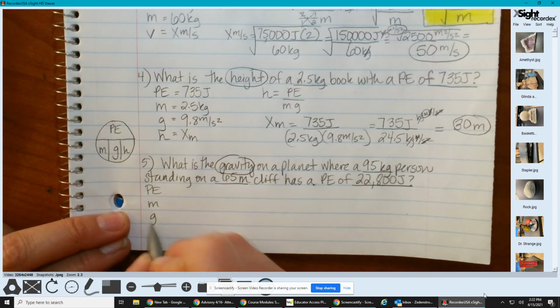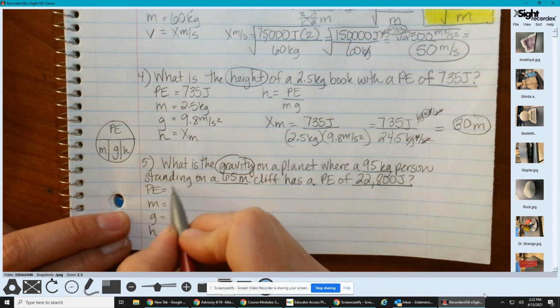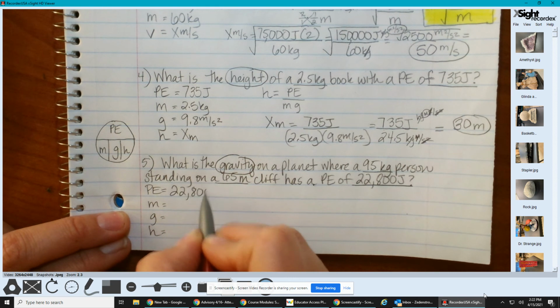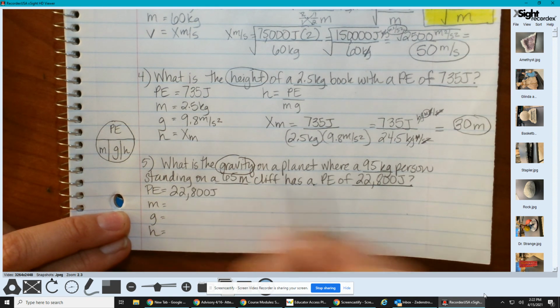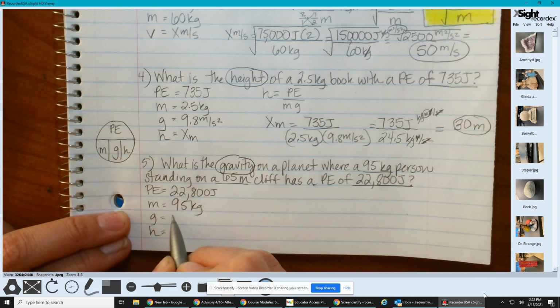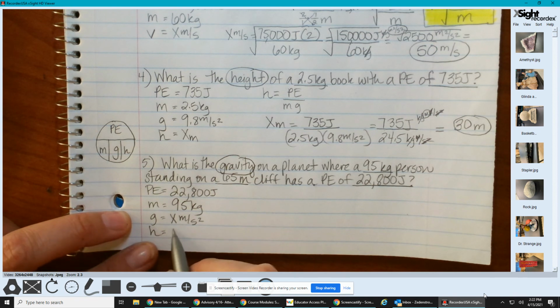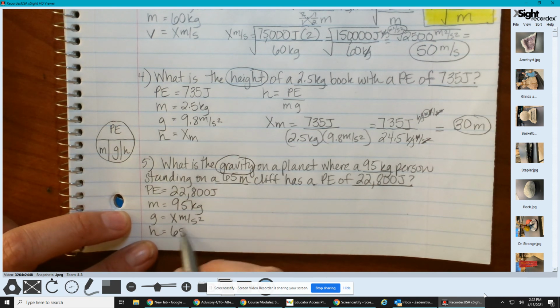So I still need all the variables to solve, and my potential energy is given to me at 22,800 joules. My mass is given to me, it's a 95 kilogram person. My gravity is what we're looking for this time, x meters per second squared. Remember, gravity is an acceleration unit. And my height is given to me at 65 meters.